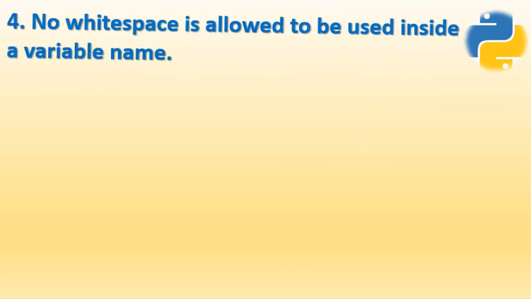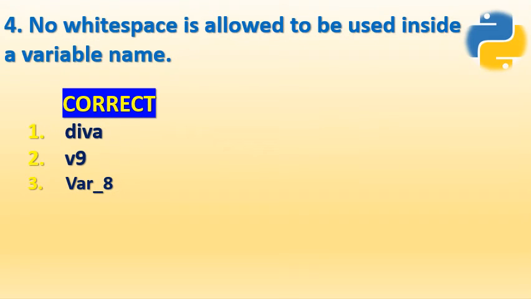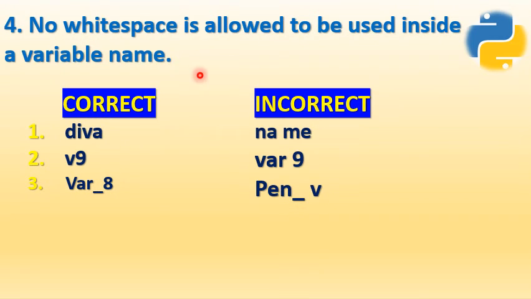So my fourth rule is saying no white space is allowed to be used inside a variable name. By white space, I mean blanks only. So you can see here in the correct ones, I used diva. Diva is a correct variable name because my variable name contains alphabets and there are no white spaces inside them, and it is also not containing any special character, and the first letter of my variable is an alphabet. So it is following all the possible rules, so it is a correct variable name.